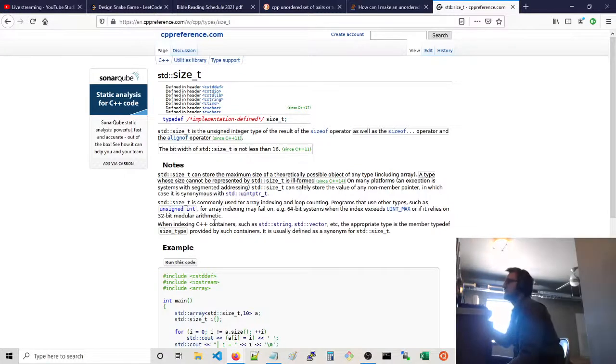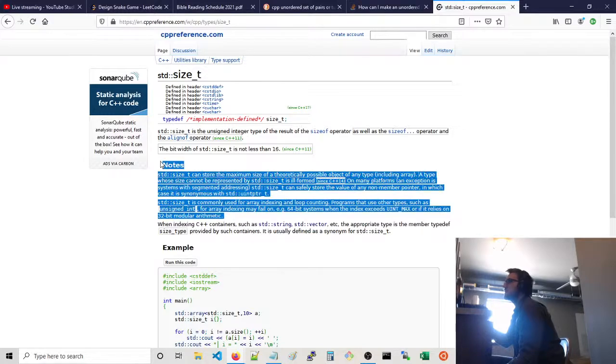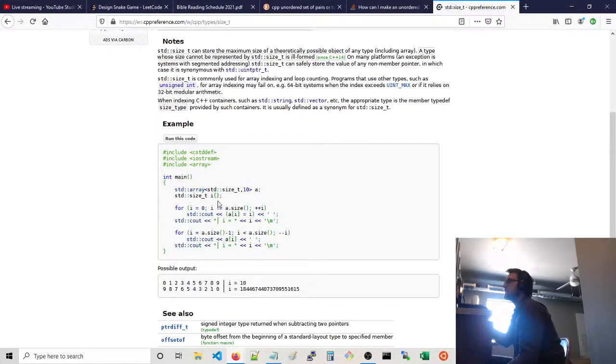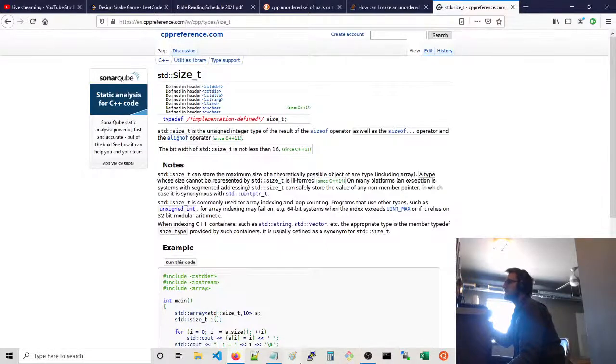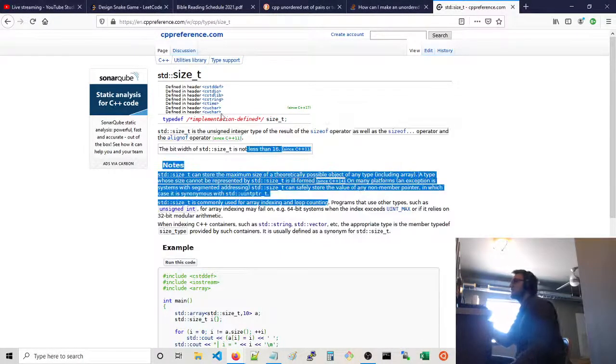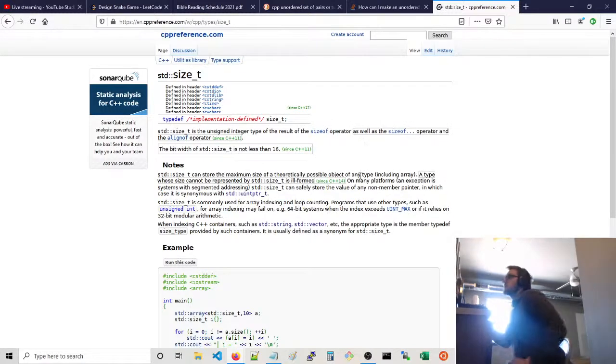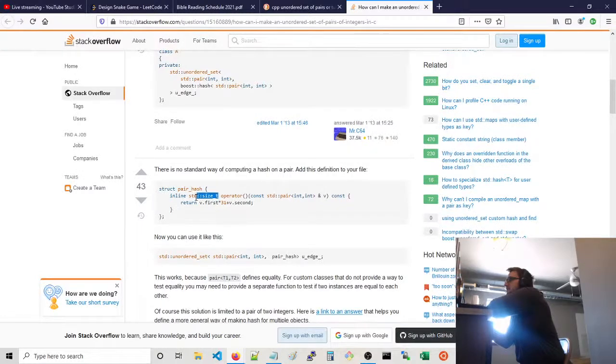Okay, I see. Okay, understood. So size_t could be gigantic. Okay, I understand. I've seen this before, but I kind of never really understood it. So size_t is potentially gigantic. It's the unsigned integer type of the result of the sizeof operator, as well as the alignof operator. The bit width of size_t is not less than 16. Gotcha. So you want to use size_t. Okay, understood.